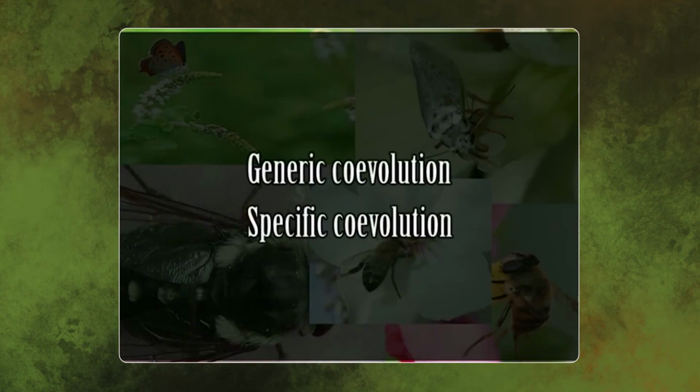Because pollinators are species upon which the lives of so many other species depend, they are regarded as keystone species. Pollinators are thus essential to the stability of the global ecosystem itself. In fact, without pollinators, life on planet Earth would be very different. The coevolutionary interactions between species of plants and their pollinators are generally categorized as generic coevolution and specific coevolution.